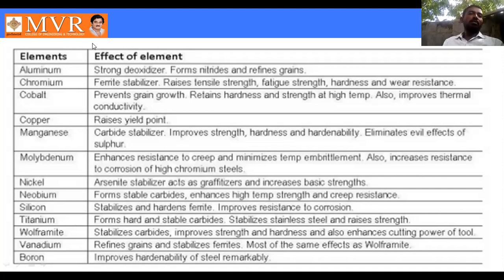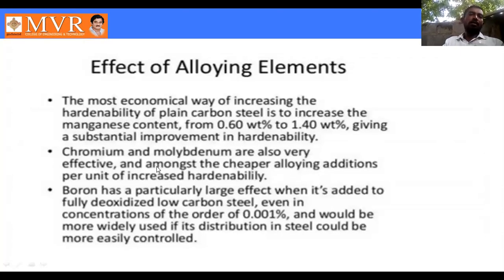So these are the elements. These types of elements we can use for alloy steels. By using these elements, we can see some effects on the particular steel. So these are the effects. See here another effect of alloying elements: the most economical way of increasing the hardenability of the plain carbon steel is to increase the manganese content.